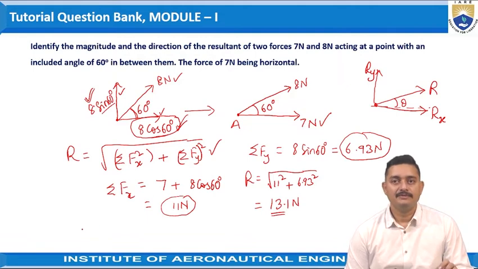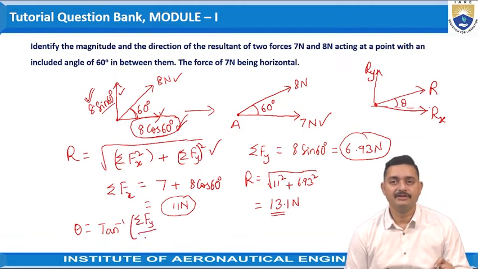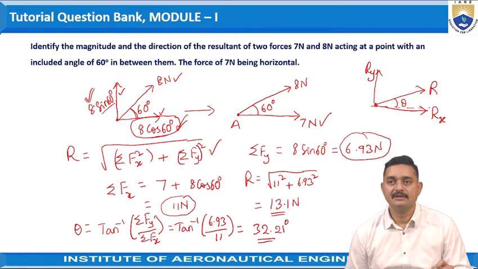Now, if you need the inclination to which the resultant is acting, we have the formula theta is equal to tan inverse of the summation of the vertical components by the summation of the horizontal components. So if you substitute the values, tan inverse of 6.93 by 11, the inclination would be given as 32.21 degrees.